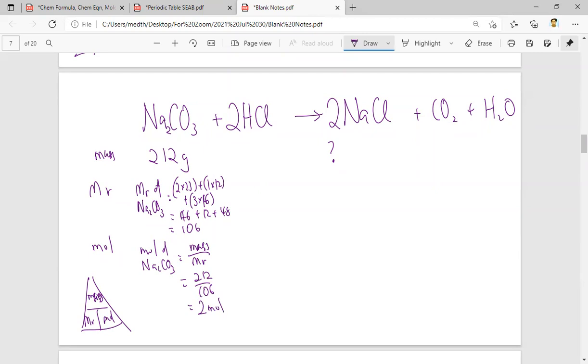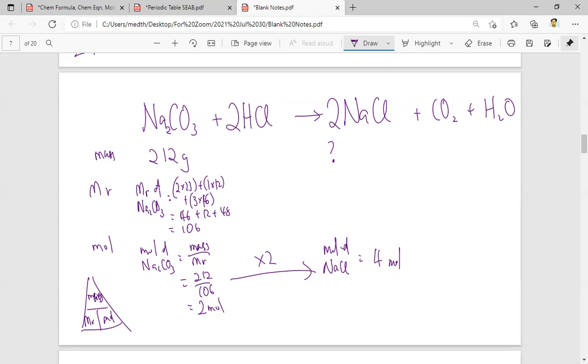Now, think about the ratio: 1 sodium carbonate gives me 2 sodium chloride. If I have 2 sodium carbonate, how many sodium chloride will I get? So the mole of NaCl equals 4 mole. How do I know it's 4 mole? Because from here to here, I multiply by 2. 1 is 2. If I have 2 mole here, I must get 4. Okay, I hope you all start to understand the ratio part. One sodium carbonate gives me 2 sodium chloride. So based on my calculation, I have 2 mole of sodium carbonate, I must get 4 mole of sodium chloride.